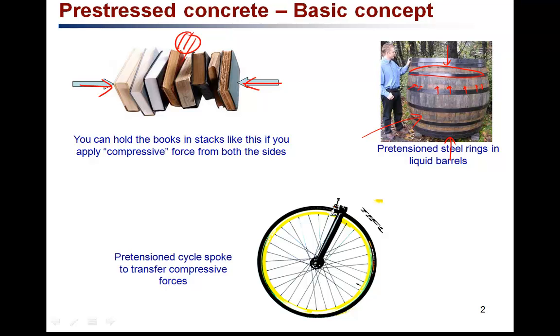Another very simple example is these bicycle spokes. As you know, these small screws help to tighten the spokes, and it puts the spokes in tension, and this will help to take more compressive load from the wheels as well. So these are some very basic examples of pre-stressing, and this very concept can be applied in concrete structures to enhance the properties of the concrete structures.